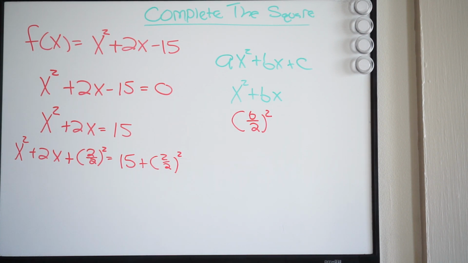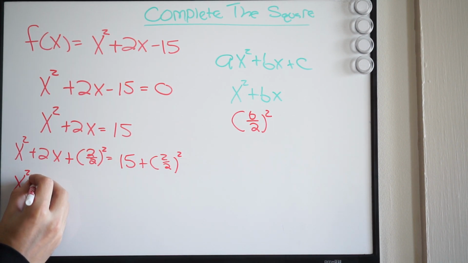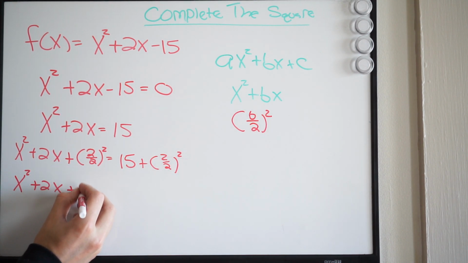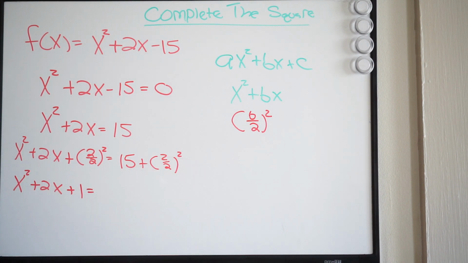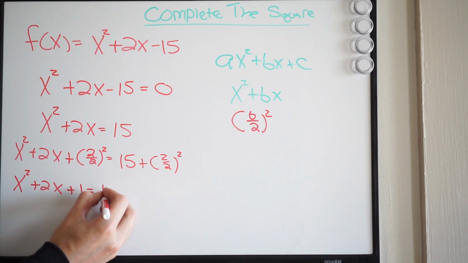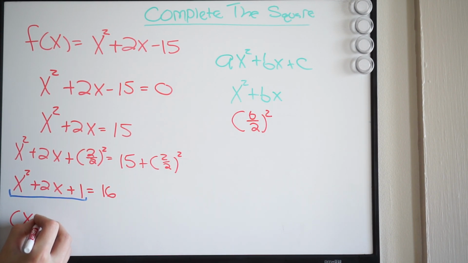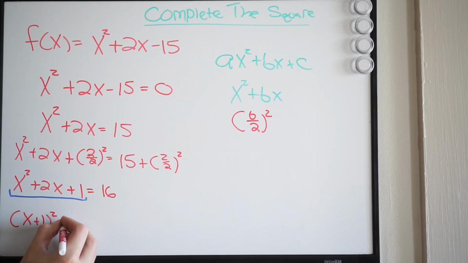Now let's go ahead and just simplify this down. So we'll have x squared plus 2x, right? 2 divided by 2 is 1, 1 squared is 1. And again, this will just be 1, so 15 plus 1 is going to be 16. At this point, you want to go ahead now and factor this left side here. So think about how we're going to do that. Well, this is going to become the following. We'll have x plus 1 squared equal to 16.